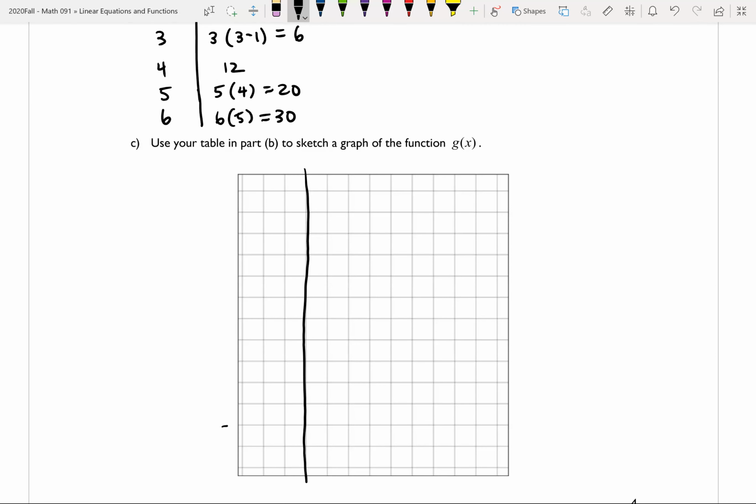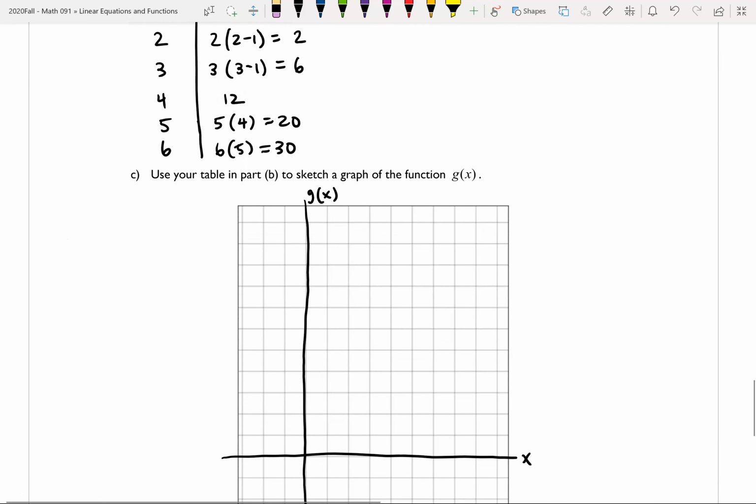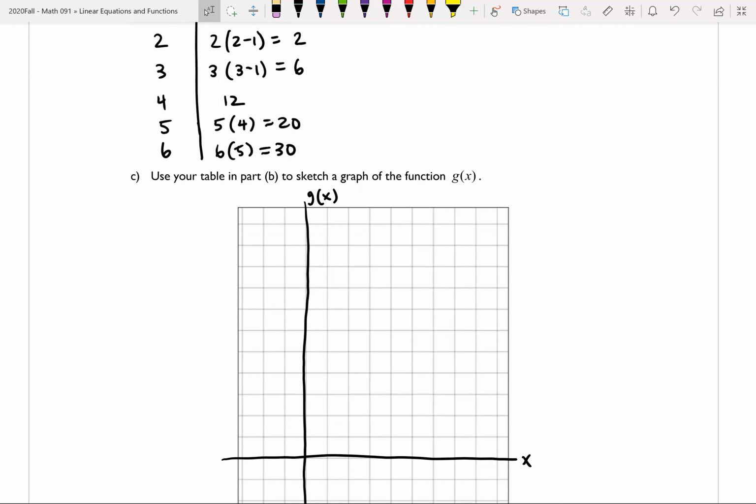All right. So I'm going to draw in my axes. This is x, this is g of x, and this was 1, 2, 3, 4. Oops, I ran out. Maybe I'll just increment those by 1, and then the vertical axis, I want that to go to 30.